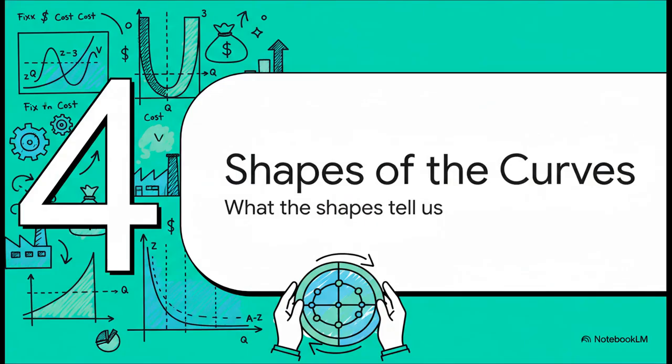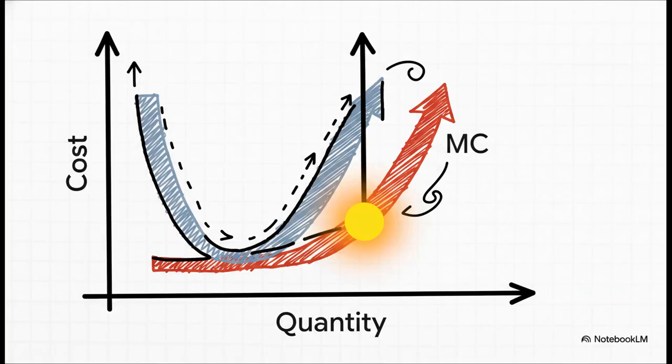Okay, section 4. Let's take that table of numbers we just looked at and turn it into a picture. Because these curves aren't just random shapes. Their specific shapes tell a powerful story about a firm's production process. Honestly, understanding this one graph is a huge part of microeconomics. And here it is. This is the main event.